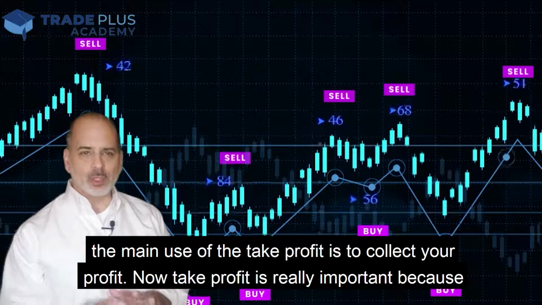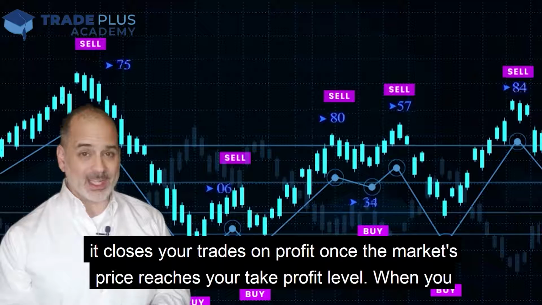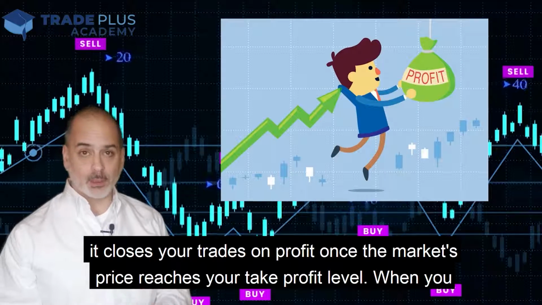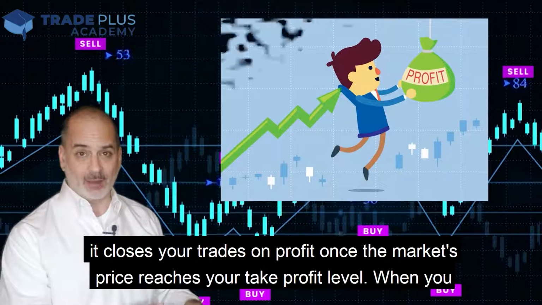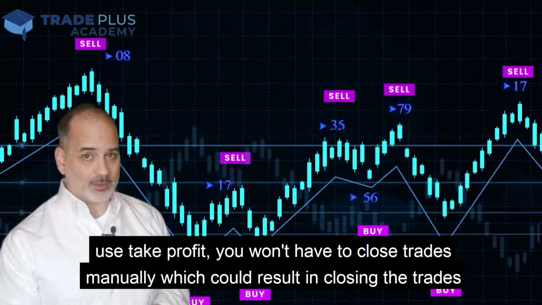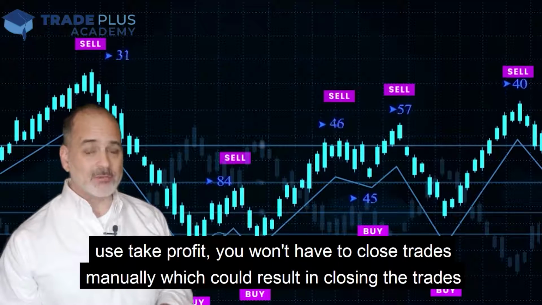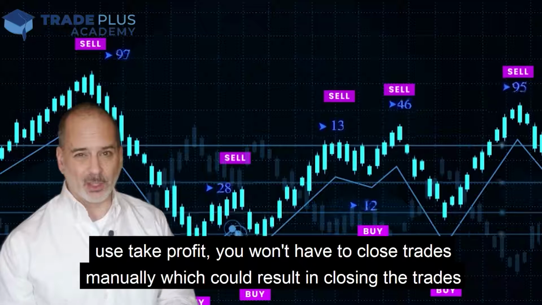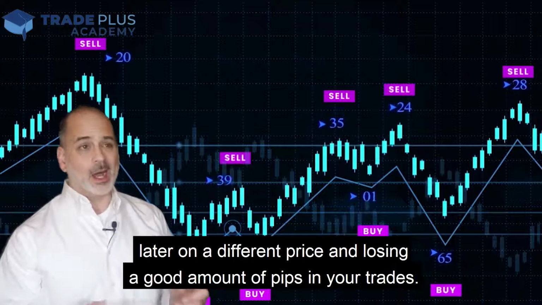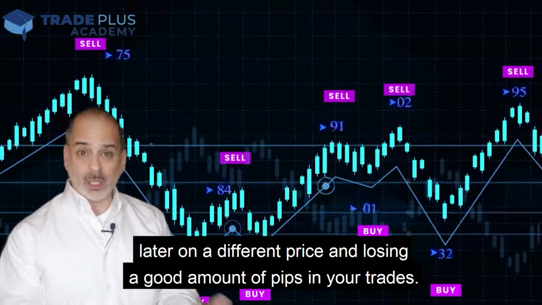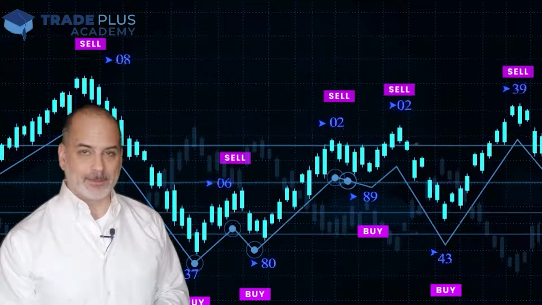Now a take profit is really important because it closes your trades on profit once the market's price reaches your take profit level. When you use take profit, you won't have to close trades manually, which could result in closing the trades later on a different price and losing a good amount of pips in your trades.